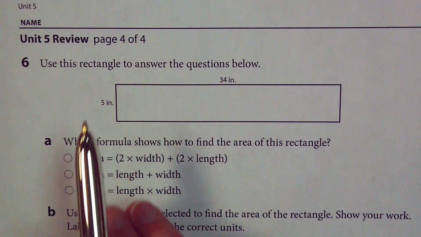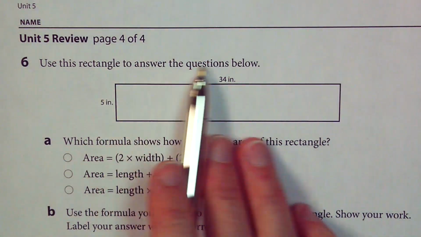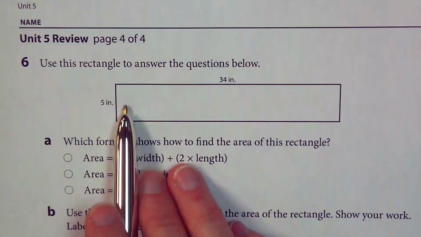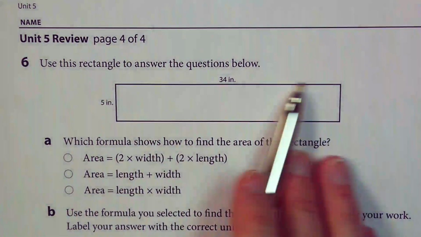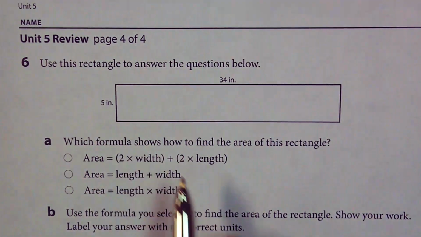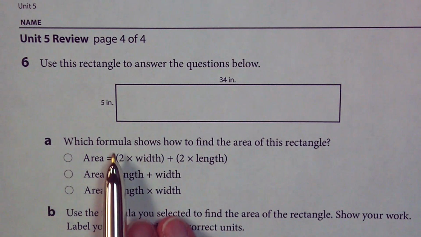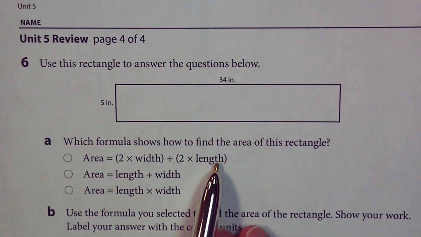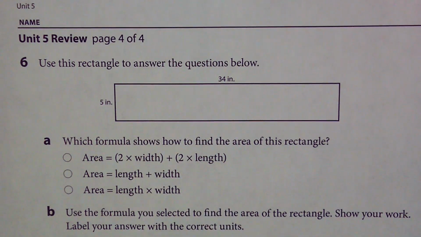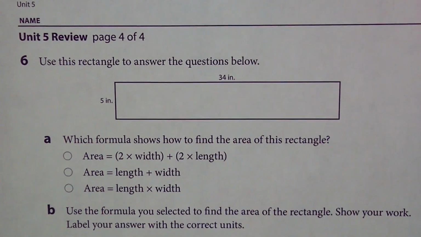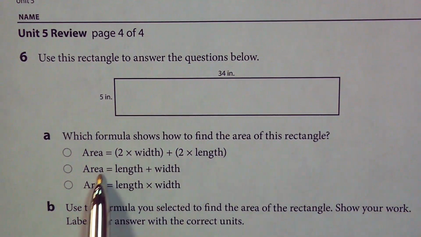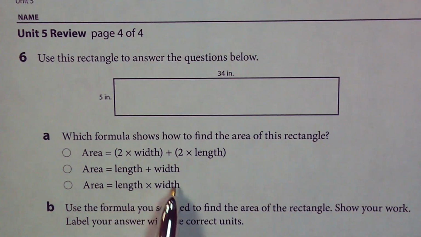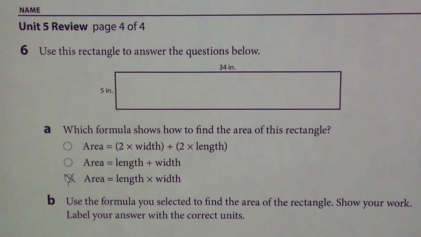Last page, let's do this. Use this rectangle to answer the questions below. So it's 5 inches tall, 34 inches wide, or we could say width and length if you want to. Which formula shows how to find the area of this rectangle? Well, we know that area is length times width, correct? Area equals length times width. It's got to be that.